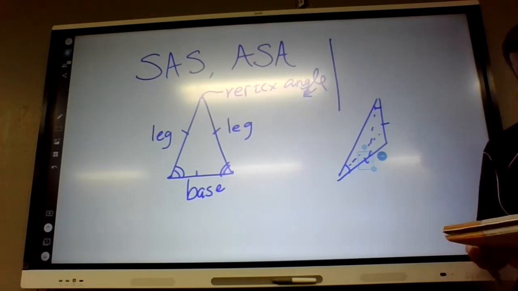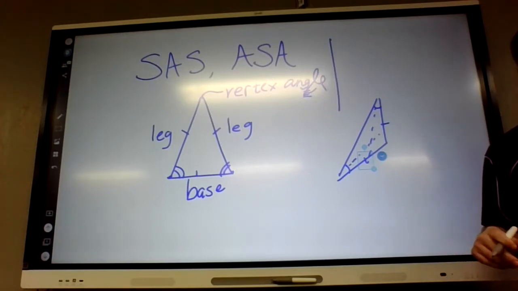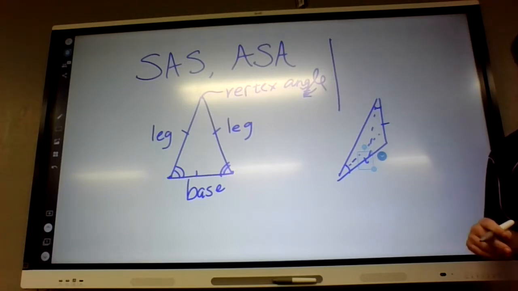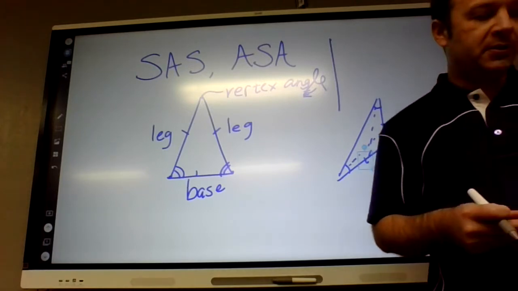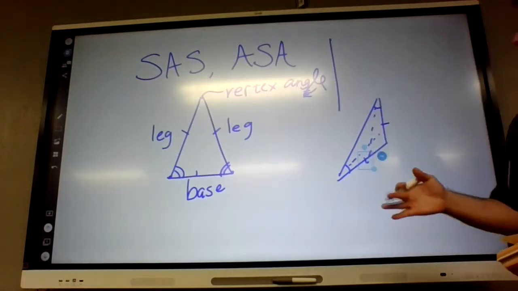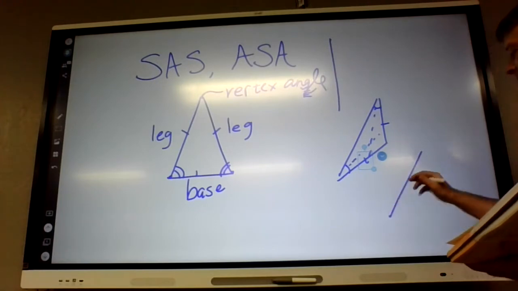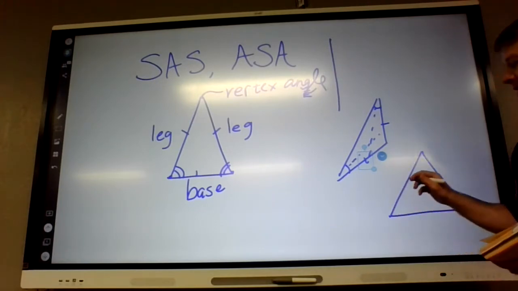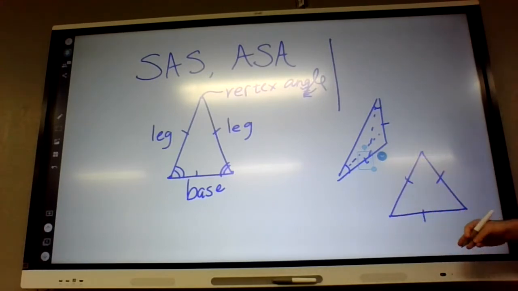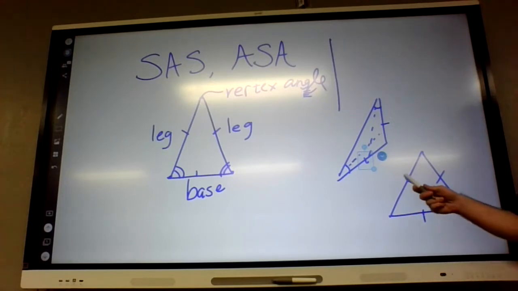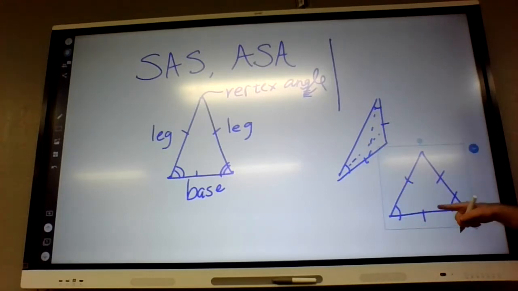A triangle is equilateral only if it is equiangular. Technically, an equilateral triangle is an isosceles triangle because it does have two congruent sides. So if these two are congruent, these are equal. If these two are congruent, these two are equal. They're all equal.